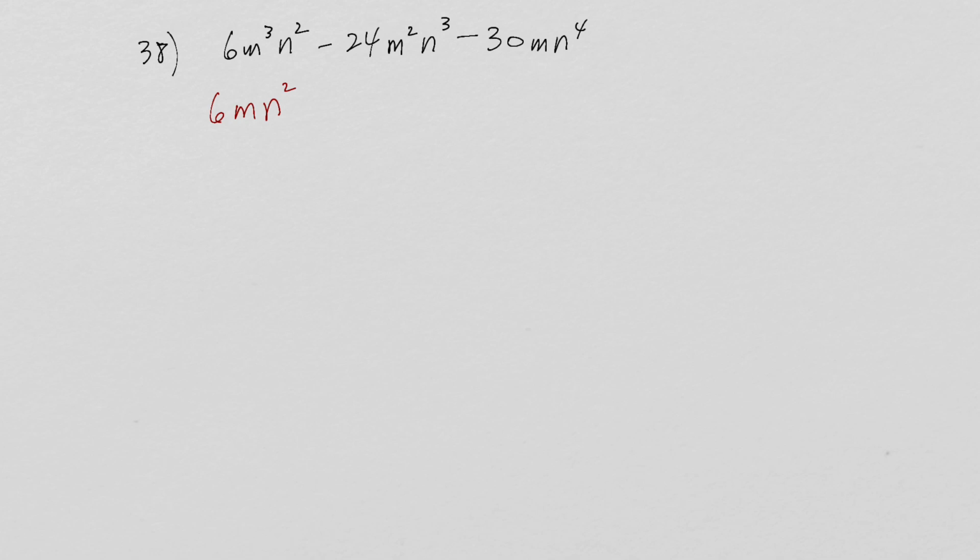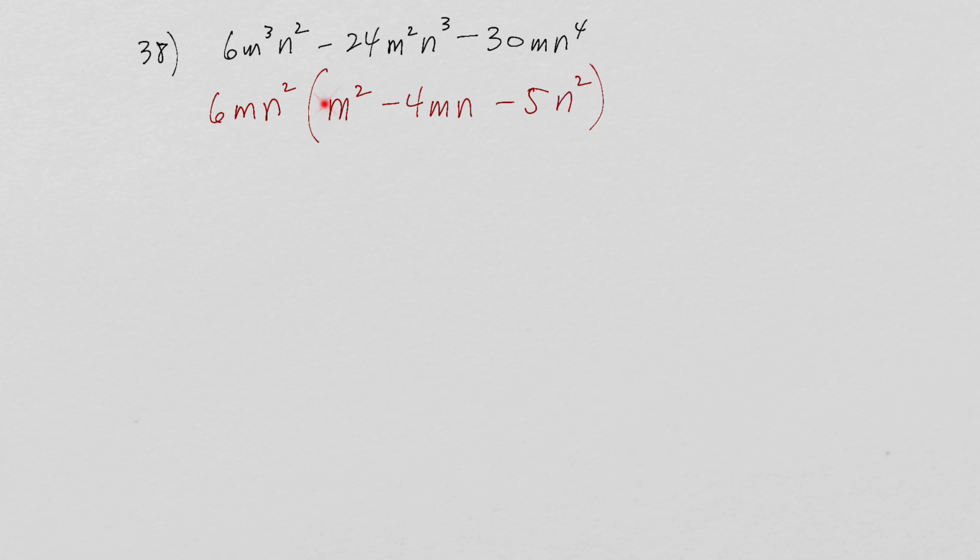Number 38 is 6m cubed n squared minus 24m squared n cubed minus 30mn to the 4. So they're all divisible by 6, and they all have at least an m to the 1 and an n to the 2nd. So that's the GCF. It leaves behind an m squared minus 4mn minus 5n squared.